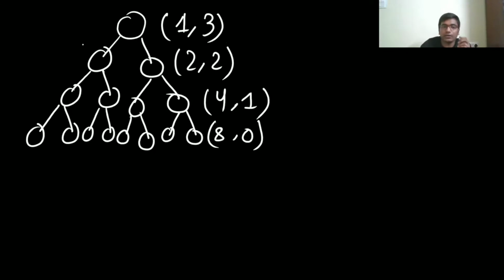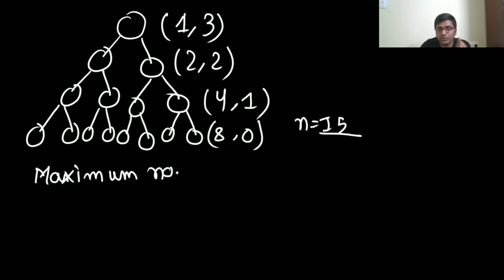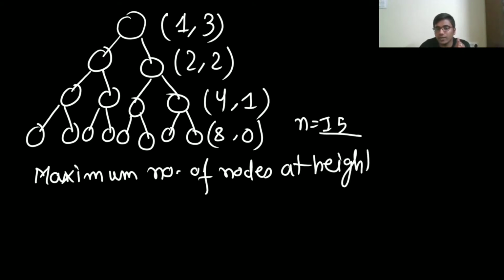Here the total number of nodes: 1, 2, 3, 4, 5, 6, 7, 8, 9, 10, 11, 12, 13, 14, 15. 15 nodes are there. So n here is 15. Now I'm asking you, what is the maximum number of nodes at height 0?